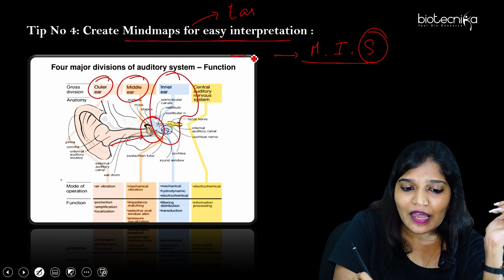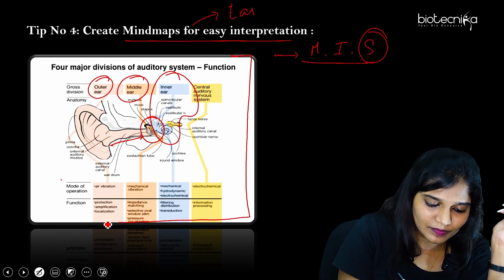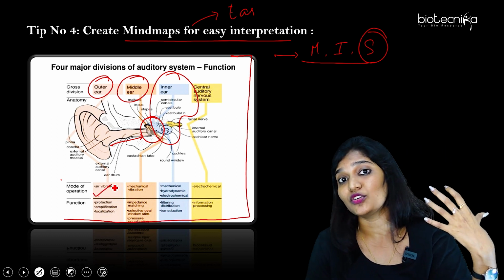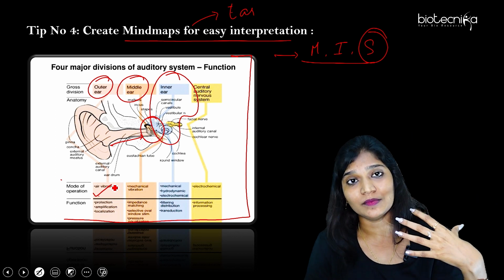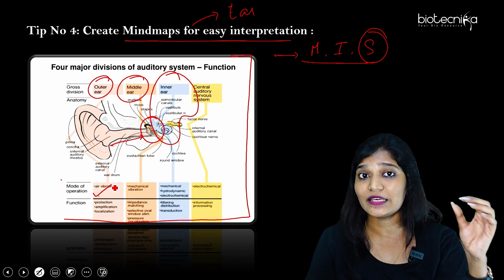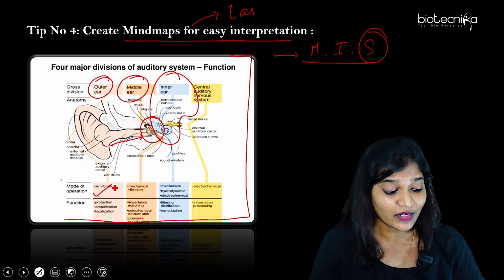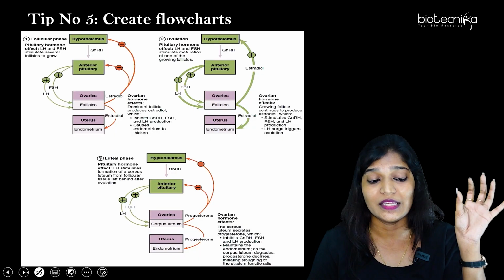If you have a mind map like this, it will tell you the function of the outer ear, the function of the middle ear, and the function of the inner ear. So you can easily understand if you create mind maps when it comes to system physiology in animals.